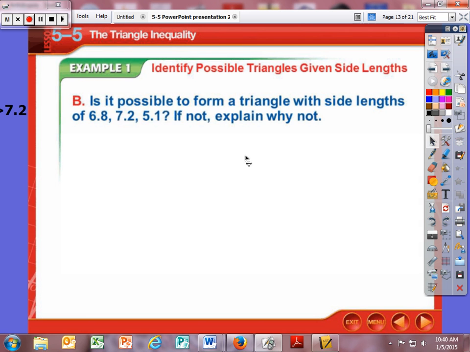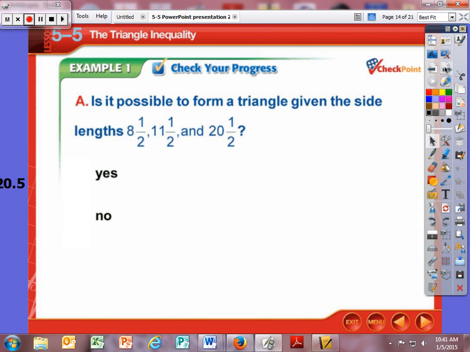What about this one? I have a 6.8, a 7.2, and a 5.1. Notice they're out of order, so all you're going to do is check the two shorter ones. Which ones are the shorter ones? The 6.8 and the 5.1. So add them up. Is that greater than 7.2? Well, yes, 11.9 is greater than 7.2, so we're good to go in saying that this is a triangle. Very simple procedure. Okay, a few more.